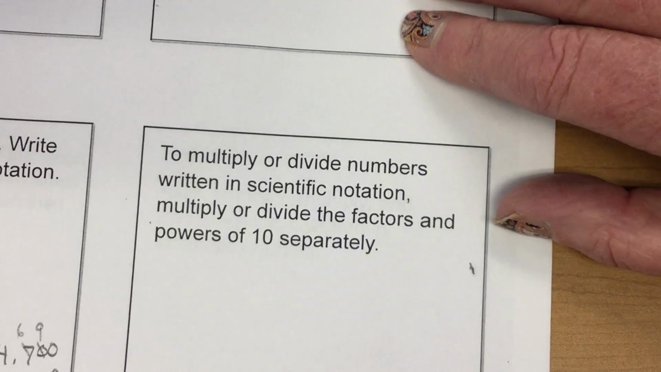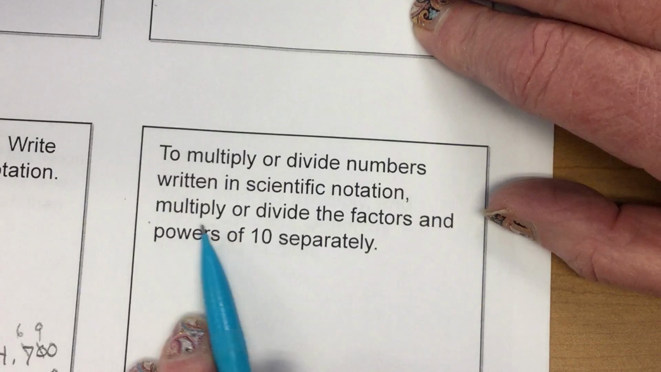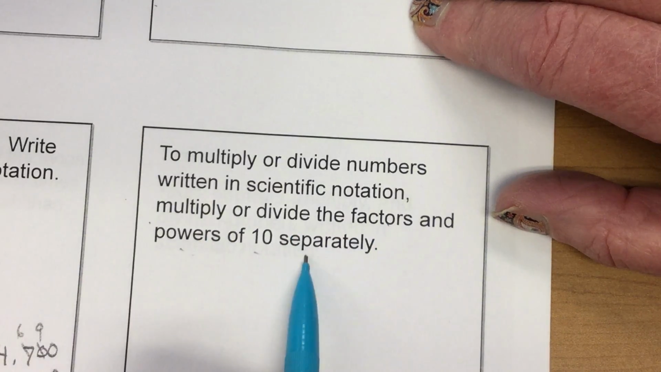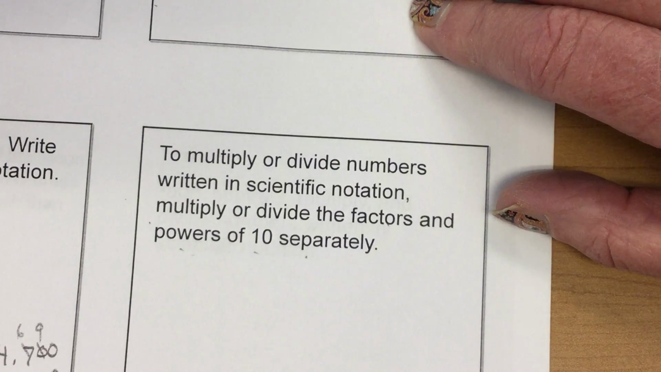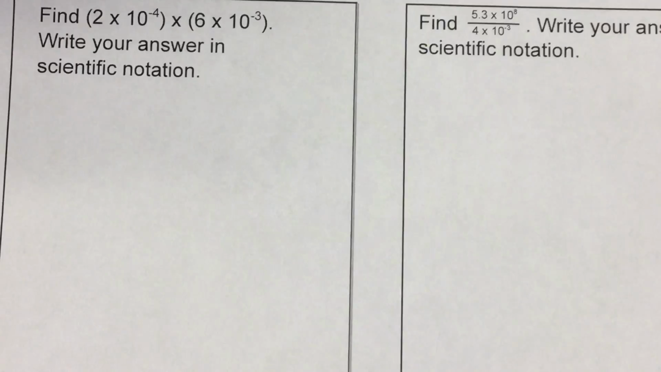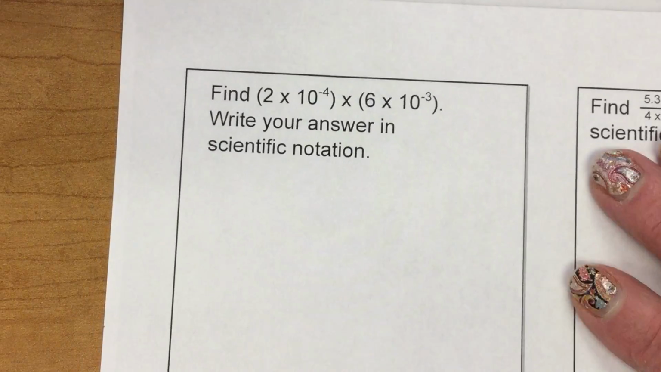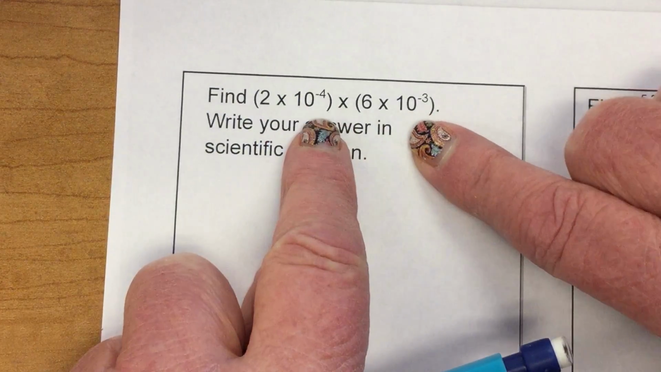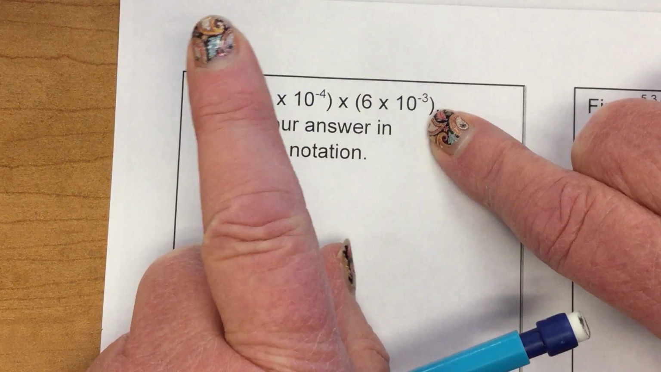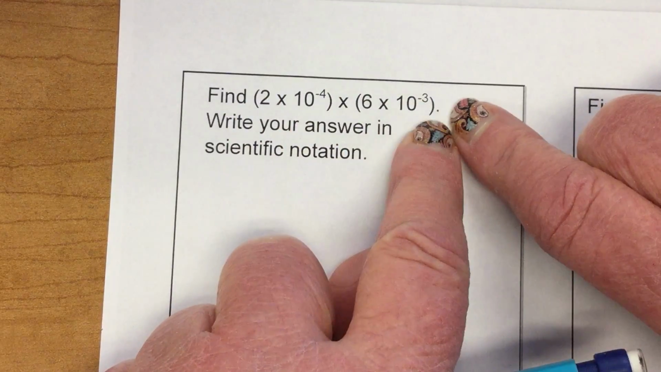To multiply or divide numbers, you multiply or divide the factors and the powers of 10 separately. Do not make them into standard numerals. We're just going to do them parts at a time. So here we go. They don't have to have the same powers of 10 because you just multiply, multiply, multiply, multiply.